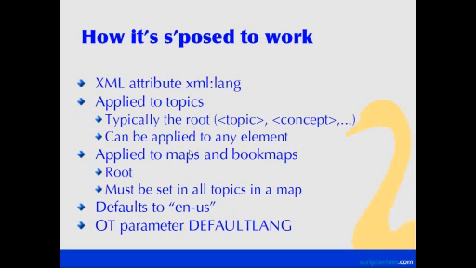Now you can also apply XML:lang to maps and bookmaps. And again, you want to apply it at the root of your map or the root of your bookmap. Now, one misconception that some content creators have is if you're dealing with a map, you can set the XML:lang attribute in the root of your map and be done with it. Well, unfortunately, that's not the case. When you send your content out for localization, either you or your localizer is going to have to set in each of your topics in the root an XML:lang attribute.